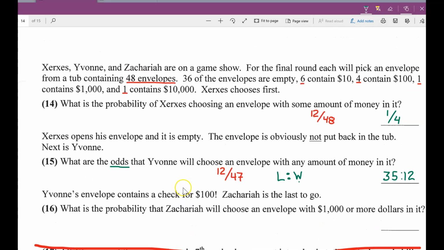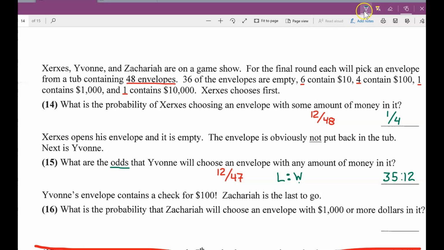All right, final question here. We have Zachariah. Now, before Zachariah steps up, Yvonne opens her envelope. And Yvonne's envelope has a check for $100 in it. She won. Awesome. Good for her. Now it's Zachariah's turn. And we're going to do probability again.